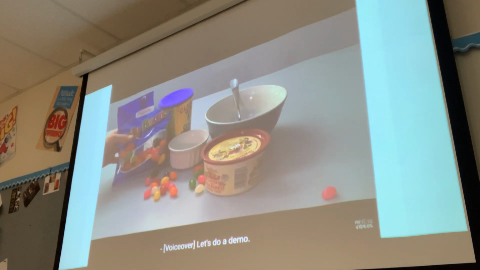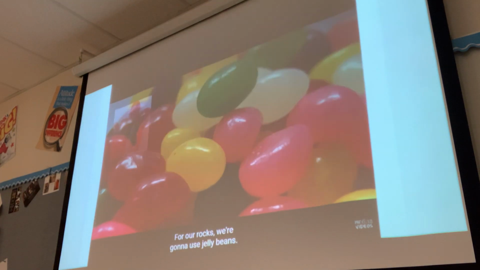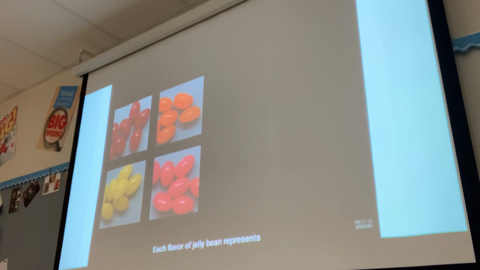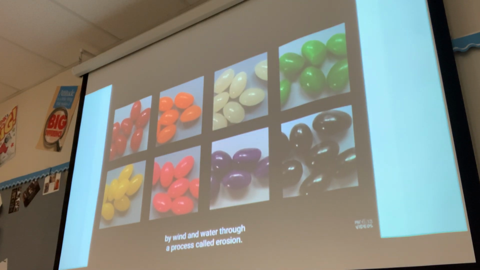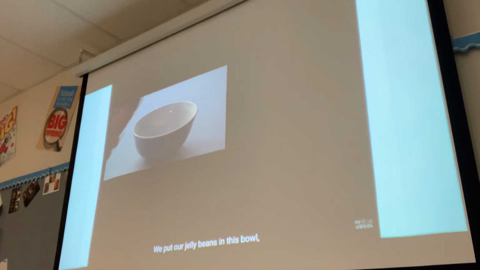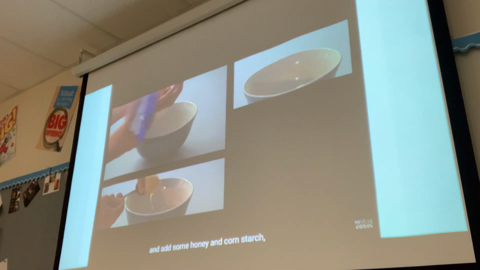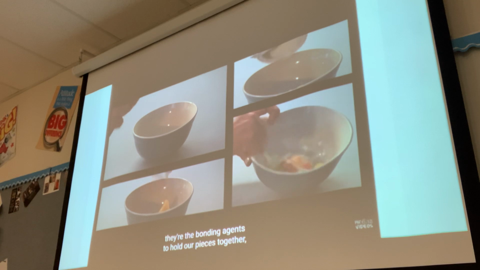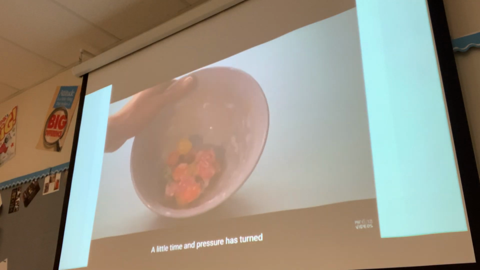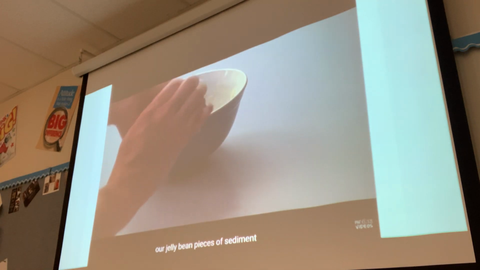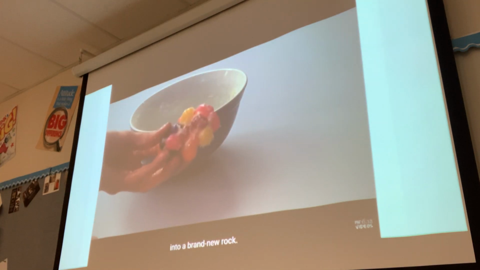Let's do a demo. For our rocks, we're going to use jelly beans. Each flavor of jelly bean represents a rock or mineral that's been broken down by wind and water through a process called erosion. We put our jelly beans in this bowl and add some honey and cornstarch. They're the bonding agents to hold our pieces together, kind of like glue for rocks. A little time and pressure has turned our jelly bean pieces of sediment into a brand new rock.